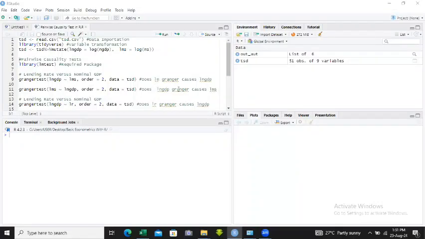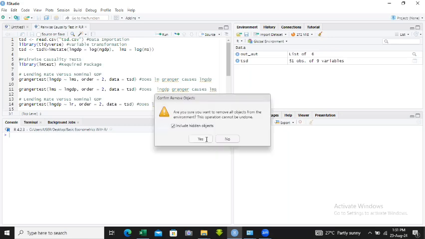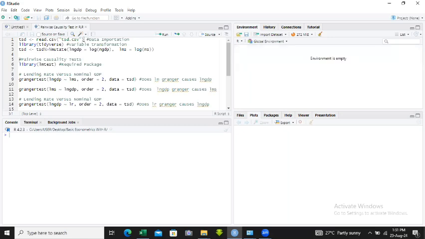Hi everyone. In this video, I want to demonstrate how to conduct pairwise causality test in R. I believe you've set your working directories. Now, I want to import my data set. I have my already prepared script here. Let me run the code.